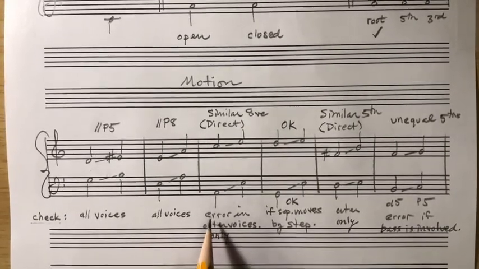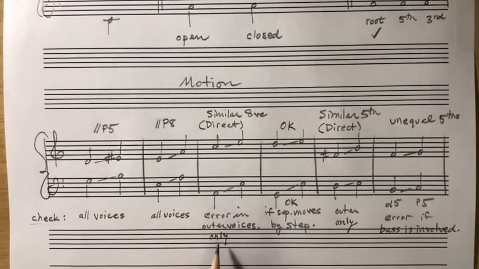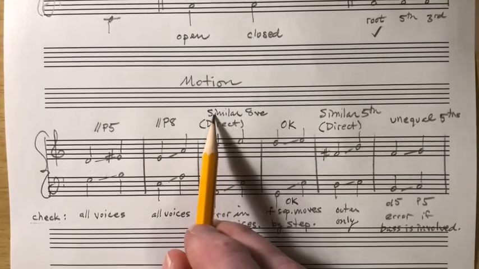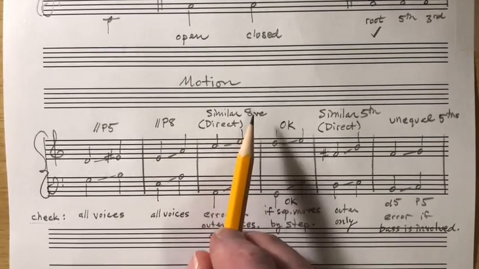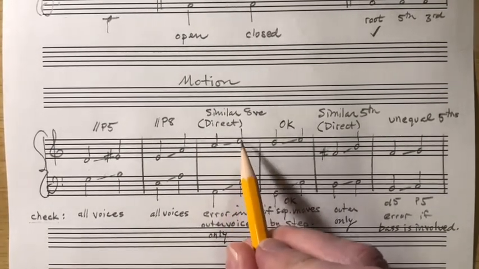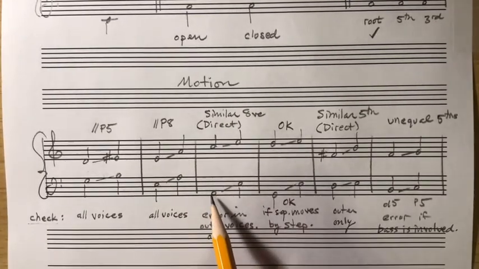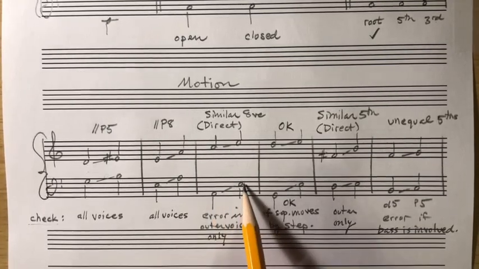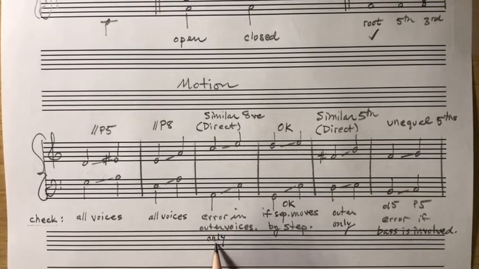Okay, here is an error that we only have to look for in the outer voices. Error in outer voices only. So when we're looking for this error, similar octaves, that's what our book calls it, or direct octaves, which is another term for it, we're only checking the outer voices. This is similar motion into an octave. We can see the soprano is rising to an E, the bass is rising to an E. They're starting on some other interval and landing on an octave. This is an error only if we find it in the outer voices.